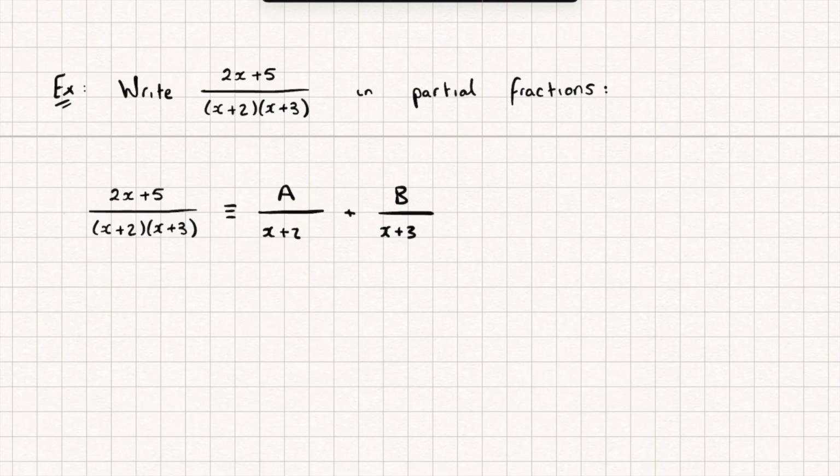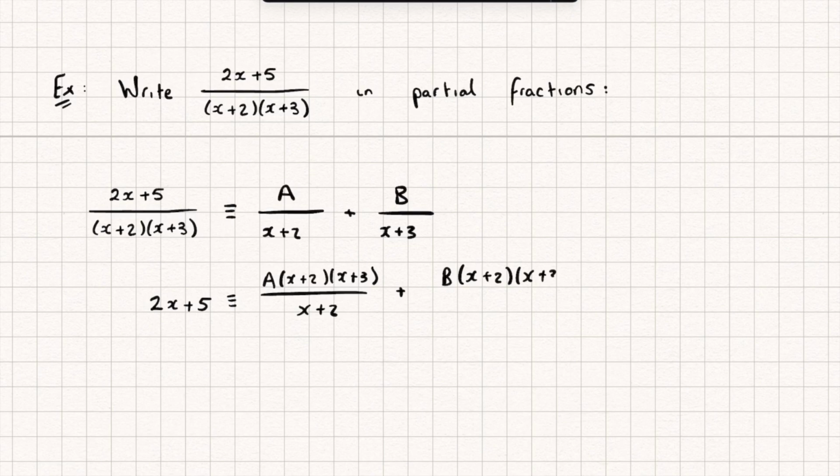What we're going to do is multiply both sides through by (x + 2)(x + 3). If I multiply the left-hand side through by that, it's just going to leave me with 2x + 5. If I multiply the right-hand side by this, the first term is going to be A multiplied by (x + 2)(x + 3), all over x + 2. And this second term is going to be B multiplied by (x + 2)(x + 3), all over x + 3.